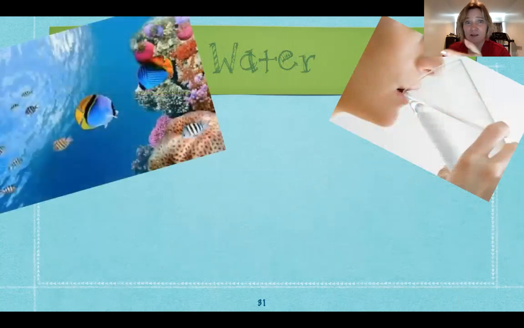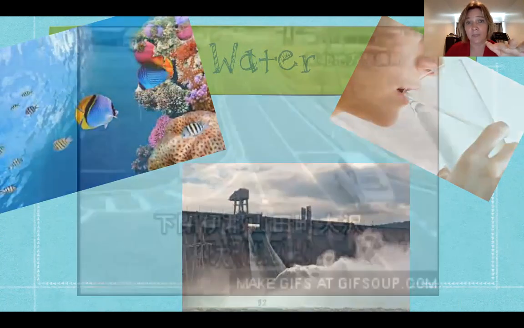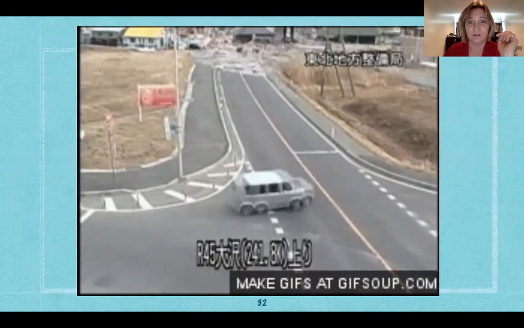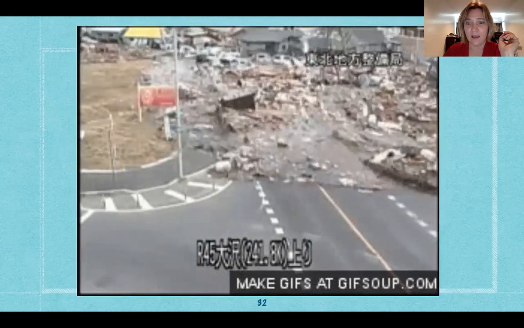Water, obviously, is needed for life. We drink it. We've got oceans of it. In the bottom picture, that's a hydroelectric dam. We produce lots of electricity with it, but it can also be very, very devastating as well. Nope, nope, nope, run away.